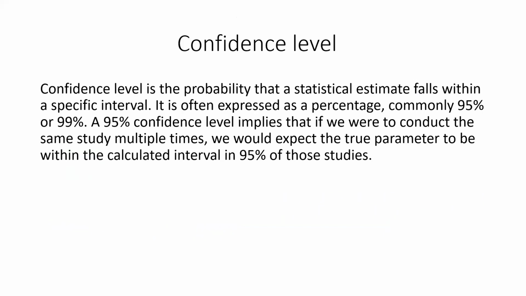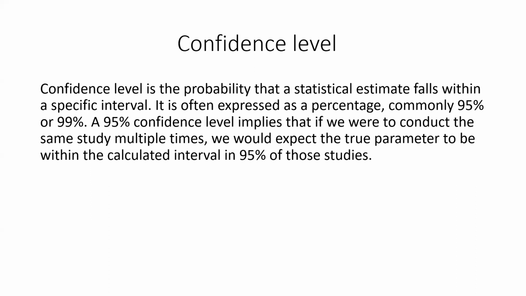And then we will go to the confidence level. One more important parameter for sample size calculation is the confidence level. The confidence level is the probability that a statistical estimate falls within a specific interval. It is often expressed as a percentage. Commonly you will see 95 percent or 99 percent. So if you are selecting a 99 percent confidence level, that means whatever results you get, like prevalence.